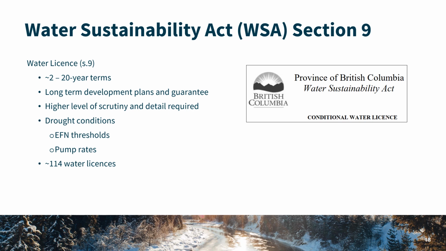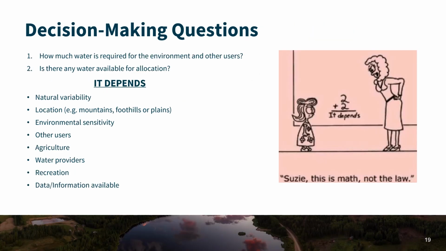Two of the most important decision-making questions we have when looking at allocation are: one, how much water is required for the environment and other users? And two, is there any water available for allocation? And the answer inevitably is, it depends. It depends on a number of things: natural variability, the location of the source, the environmental sensitivity of it. Are there other users on it? Are those other users agriculture? Are there water providers?